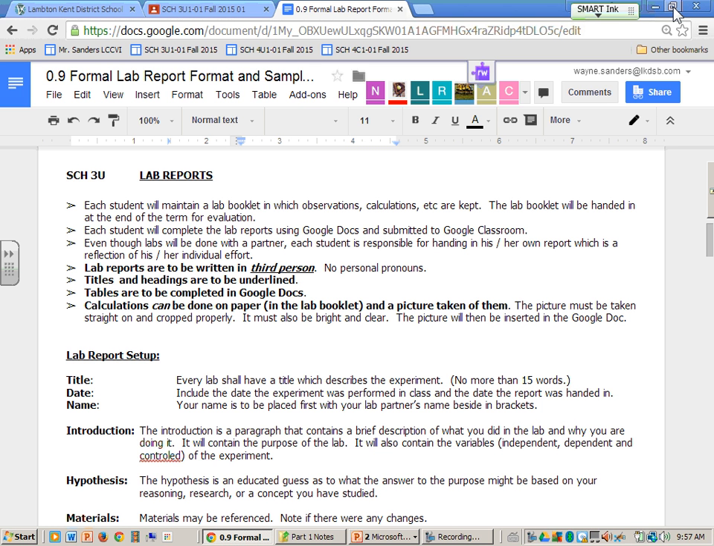So I'm going to hand that out right now, and you can call this lab booklet, or you can call it observation booklet, however you want to call it. It's up to you.